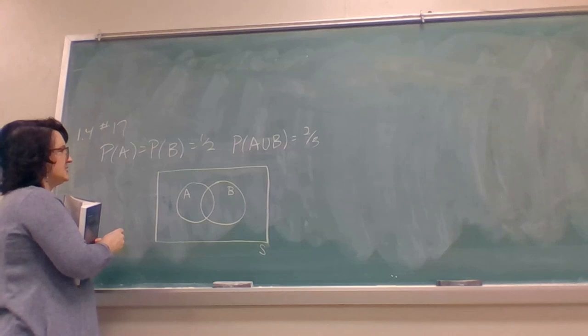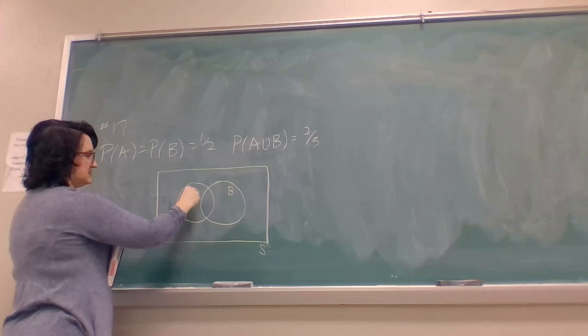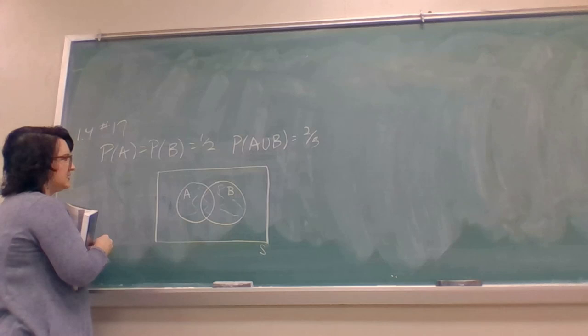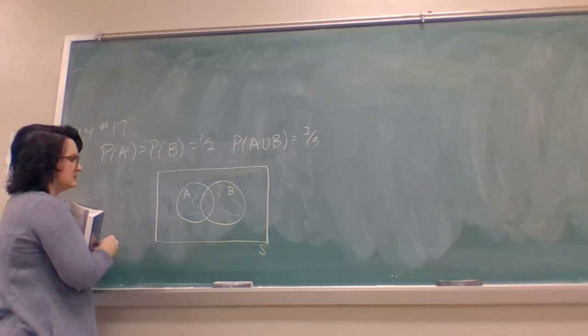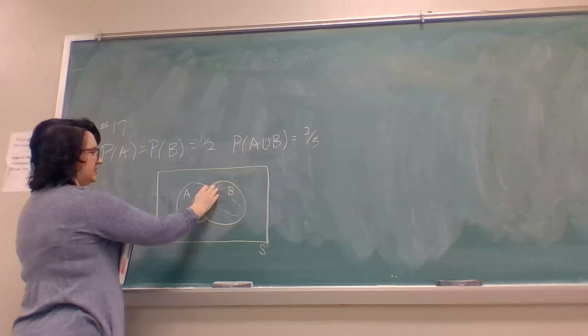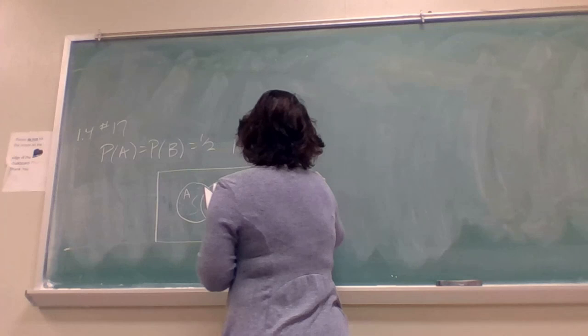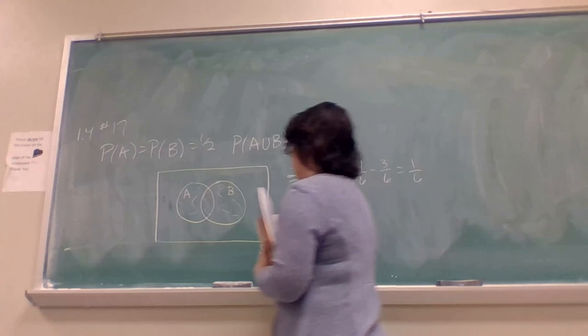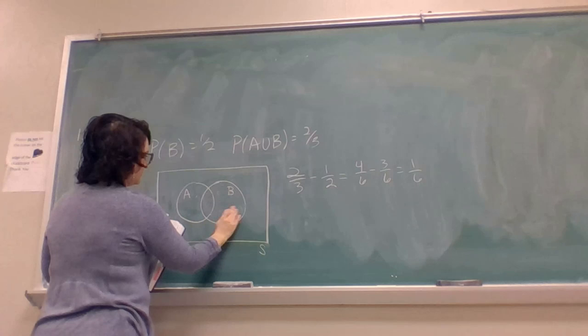But if I draw this, and I say, okay, all of this is 2/3. And I know probability of A is 1/2. Probability of B is 1/2. So if probability of B is 1/2, and this whole thing is 2/3, if I do 2/3 minus 1/2, so that would be 4/6 minus 3/6, right? So 1/6. That's what I would get for this piece right here, right?